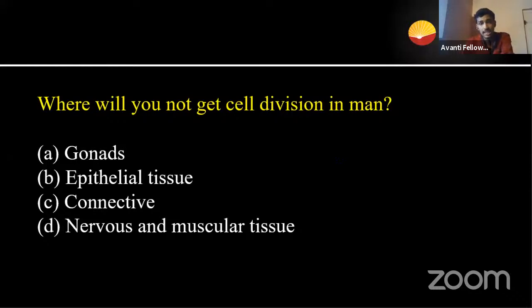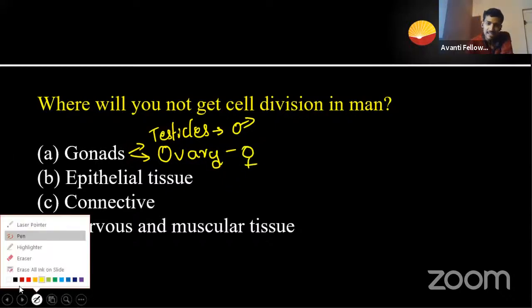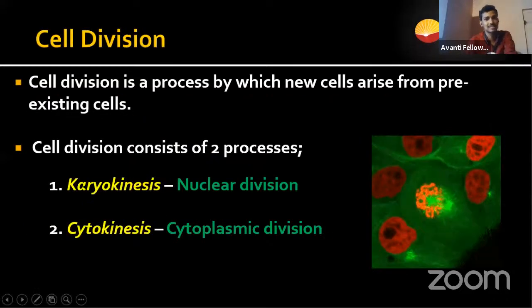17% chose option A, 4% B, 13% C, and 65% D. Some of you were confused, probably by the meaning of gonads. Remember, gonads means the reproductive organs: testicles in male and ovary in female. I think everyone knows this, right? Sometimes that happens without knowing. The correct answer is nervous and muscular tissue. No need to discuss this further.